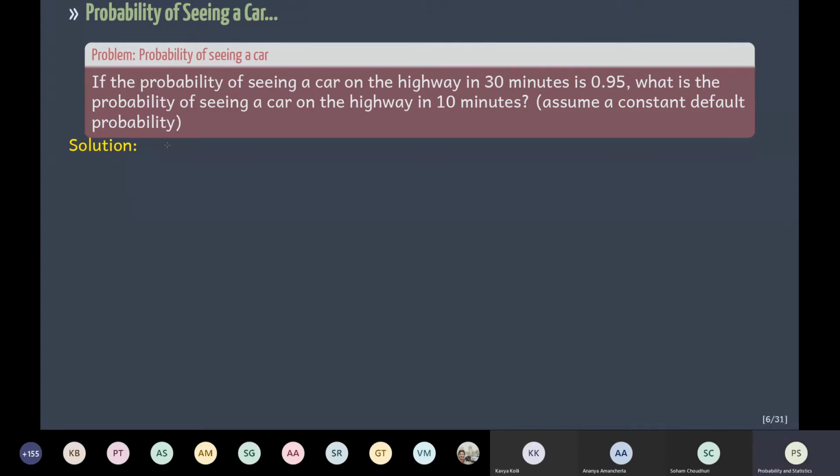So what we really want is, let us say P, which is the probability of seeing a number of cars. And here we assume a constant default probability, in the sense that there is no such thing as a peak after 10 minutes. So from 10 to 20 minutes is very high, and no, we are assuming some constant number of cars per minute and so on. Okay, so this is assumed here. Otherwise, it's not possible to solve this.